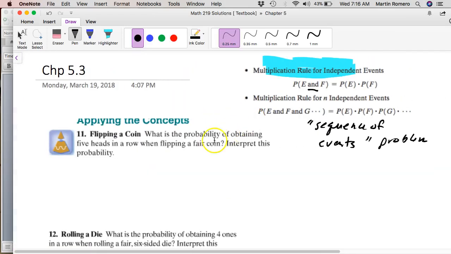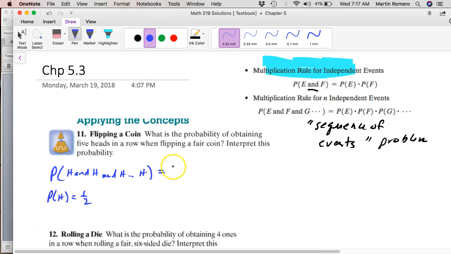Starting with 5.3, number 11. What is the probability of obtaining 5 heads in a row when flipping a fair coin? So in this problem, what we're looking at is the probability of getting a head and a head, and continue on, right? And a head 5 times. And so that looks like this form here. It's a sequence of events: head, head, head. The probability of getting a head is 1/2.